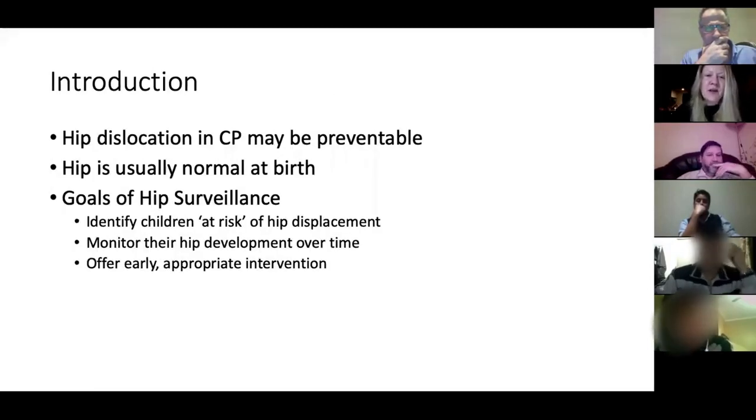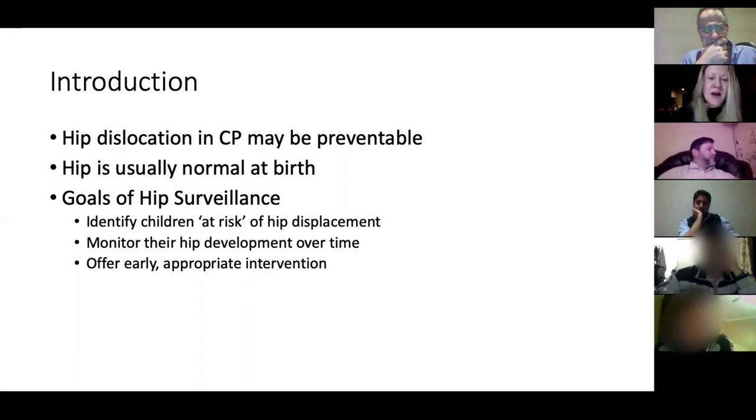So the point about cerebral palsy hips is that the hip joint itself is often normal at birth, and therefore what happens as the children grow is that they then develop these contractures and deformities. So if we can intervene at an early stage, we can probably prevent a lot of the hip dislocations. The goals of a surveillance program are to identify these children who are at risk of hip displacement, monitor their development over time, and offer early appropriate intervention.